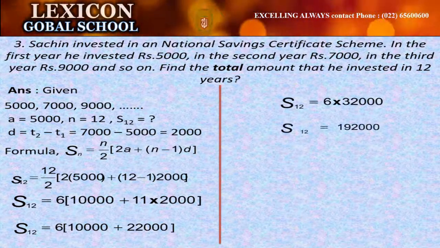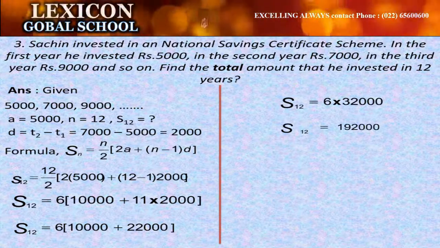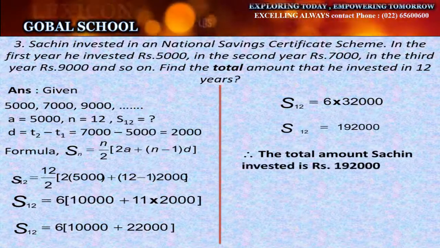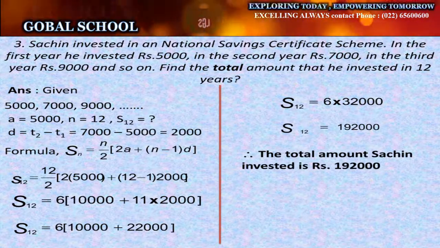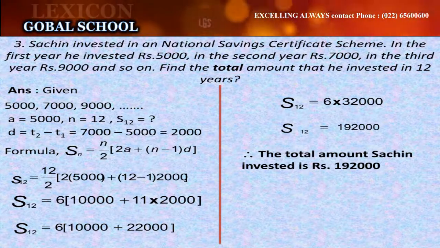Your final answer is 1,92,000. Therefore, the total savings that he is going to invest, or the total amount that he is going to invest in 12 years, is rupees 1,92,000. Let's move ahead with the fourth sum.